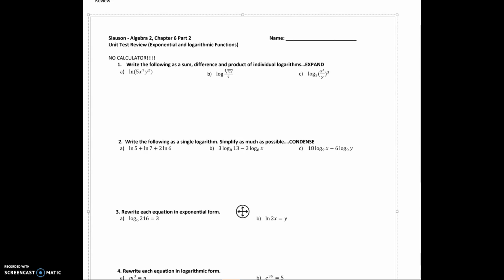So on the first problem, we are going to write the single log function as a sum, difference, or product of individual logs, which means we're going to go from one log and expand it into several logs. So in the first problem, ignore this ln right now.